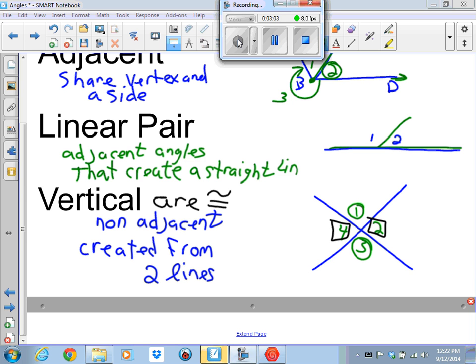We can do the proof in class. But here 1 and 3 have the same measure. So these two have the same measure: one's 40 degrees, the other one's 40 degrees.